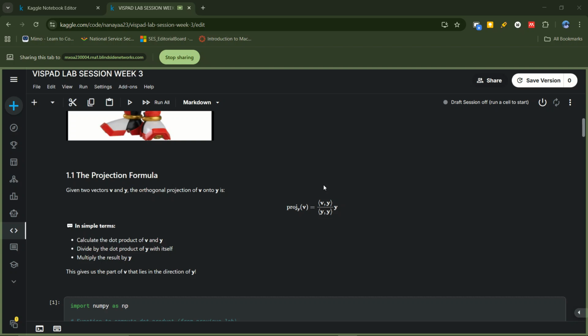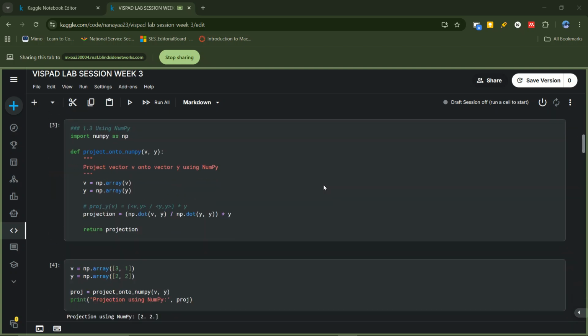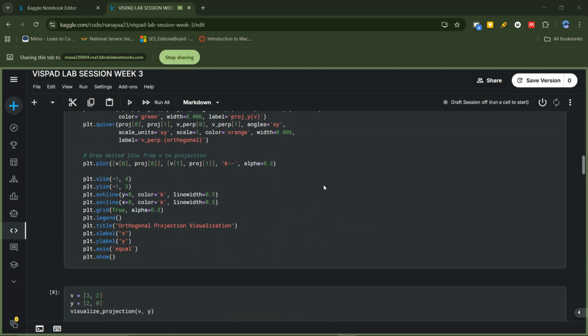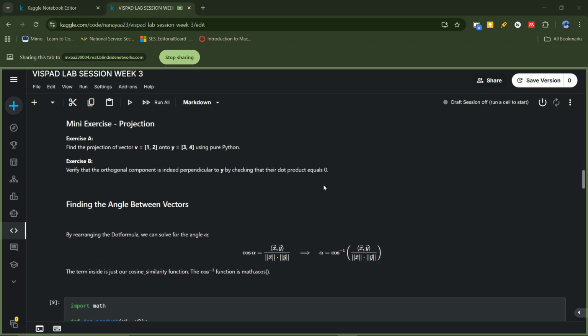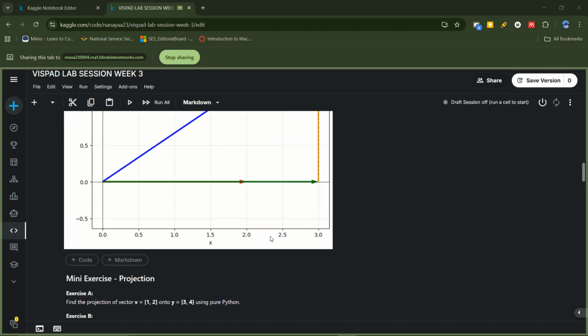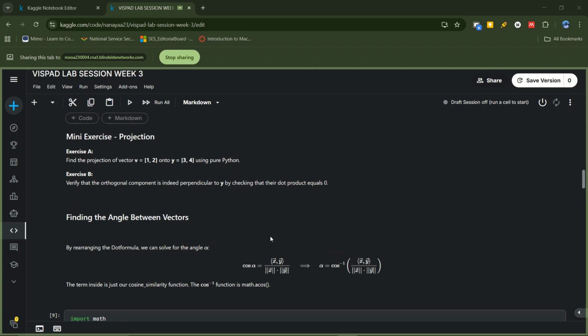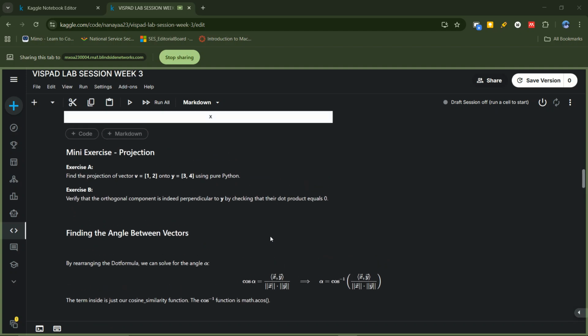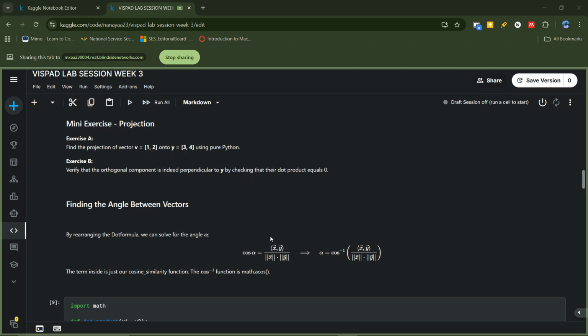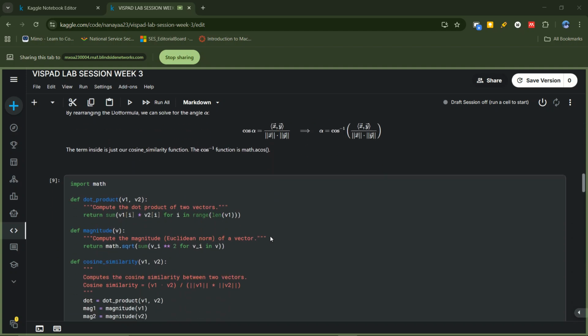We tried to convert this formula into Python code. Then we spoke about finding angles between two vectors, and we converted this formula here into some Python code.